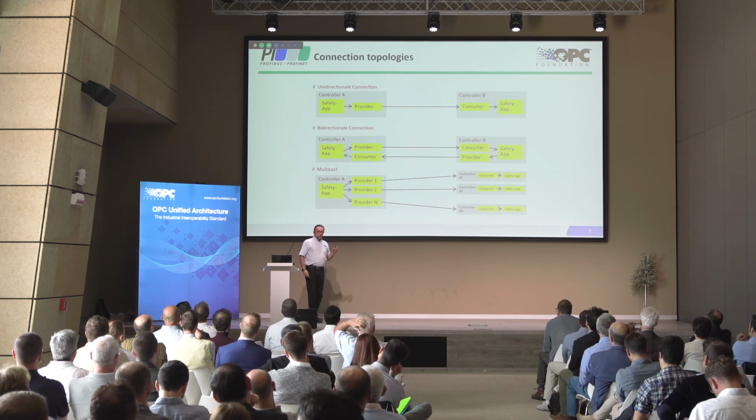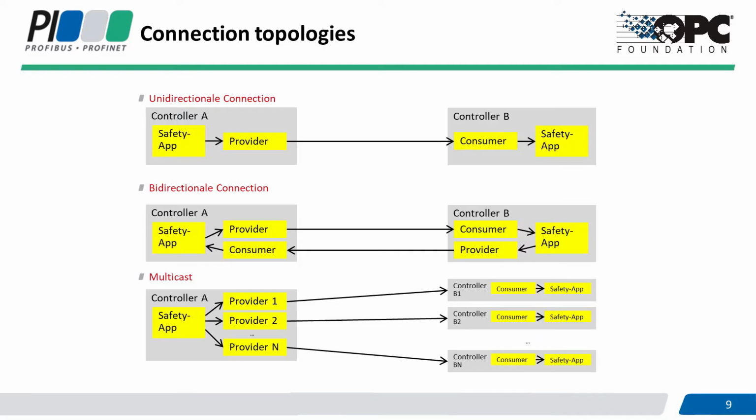So, I said it in words before, the connection topologies: unidirectional, bidirectional, multicast, and how they work. That means provider-consumer for the unidirectional is quite easy. For the bidirectional connection, you need client and server, means always the opposite way. And we are working on the multicast at the moment, where you have one or several providers sending data to several consumers, also the unidirectional way, but one to many, more or less.